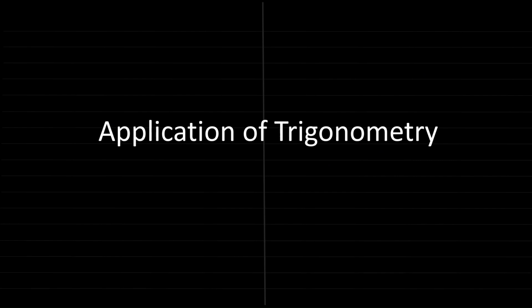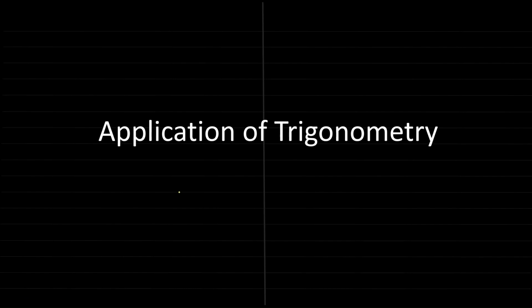So let's get started with applications of trigonometry. In the previous chapter, we learned about trigonometry, that is, introduction to trigonometry. What is trigonometry? Trigonometry gives you a relationship between angles and sides of a right angled triangle. So this is where trigonometry is used. In this particular chapter, we'll be solving real world problems using trigonometry.